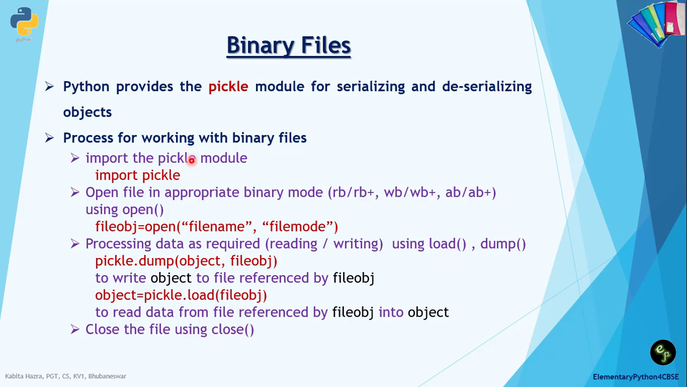To work with binary files, we have to import the pickle module. Then we have to open the file in binary mode using the suffix b: for reading rb, for writing wb or wb+, for appending ab or ab+, etc. The open method takes two arguments, file name and an optional file mode. Here we have to specify the file mode with the suffix b.